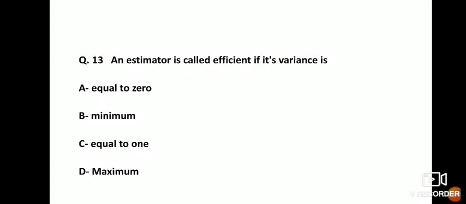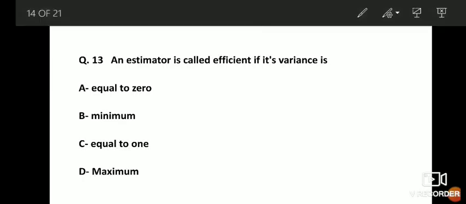The next, an estimator is called efficient if its variance is, given options: equal to 0, minimum, equal to 1 or maximum. And as we know, an estimator is called efficient if its variance is the minimum, which is given in option B. So the correct answer is option B, that is minimum.